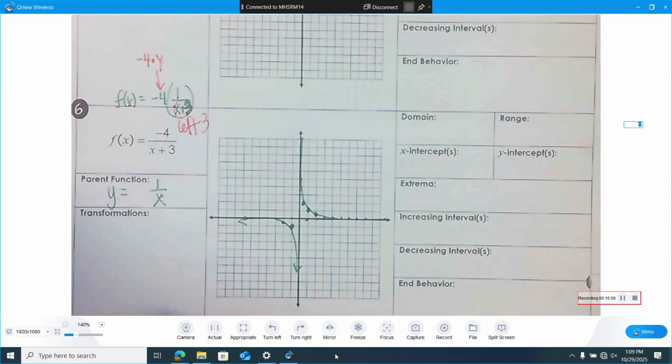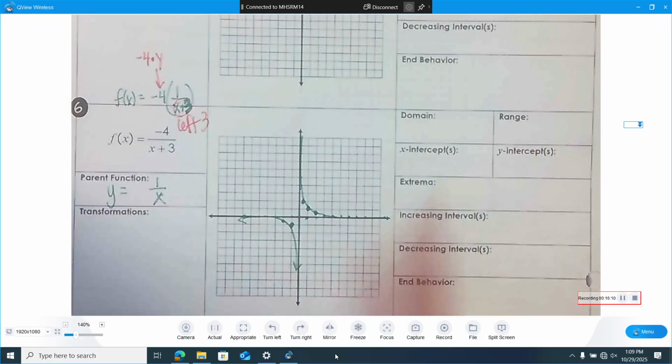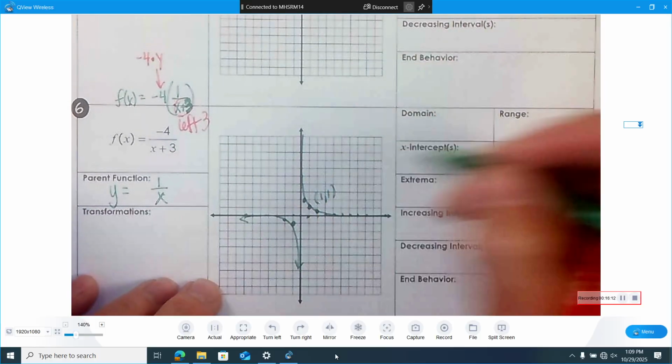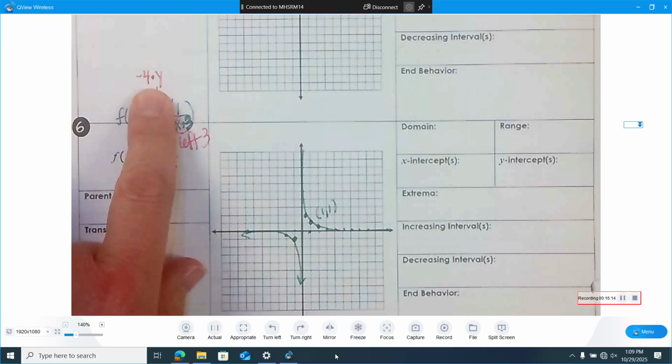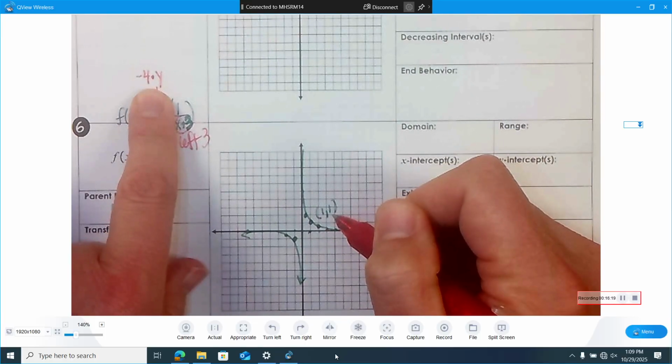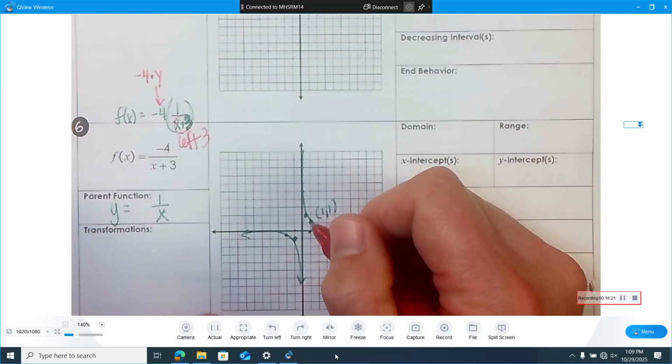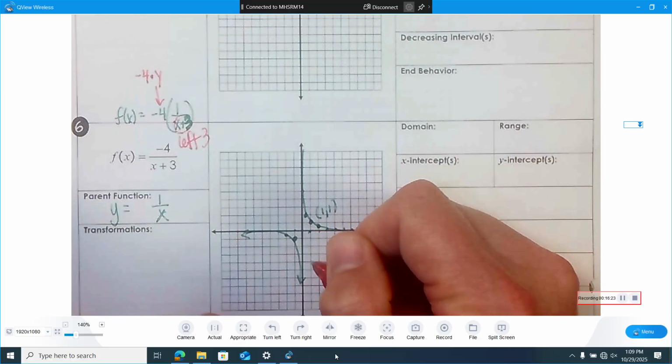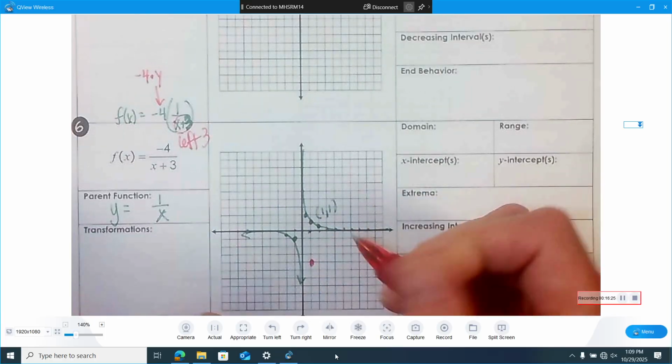Now we're going to go ahead and transform it. So I have my point here, which is 1, 1, and I'm going to multiply my y-coordinate by -4. So what does this point turn into? 1, -4. So I'm going to go ahead and plot that. 1, 1, 2, 3, -4. So there's my point, 1, -4.